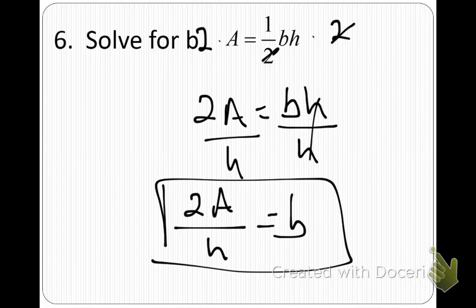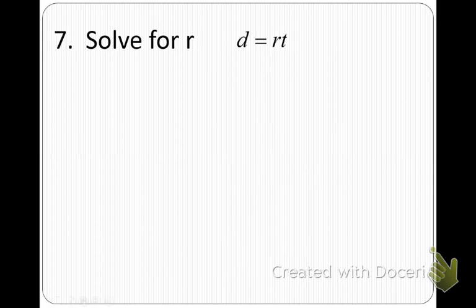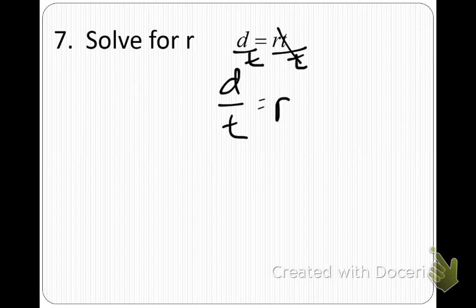Any questions there? Okay. Got another one real quick. Try that guy. Got it? Solve for r. R is equal to d over t. Just divide both sides by t. Okay? And that's it. R is by itself. D over t. Okay? All right.